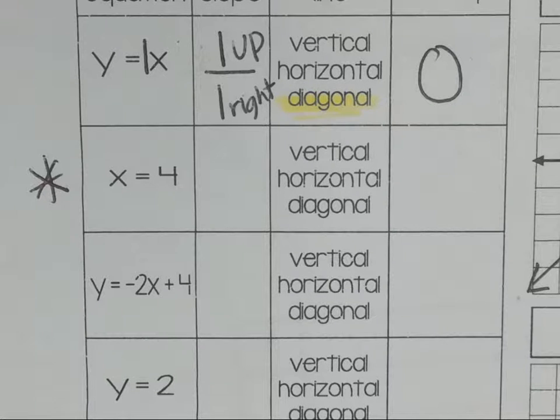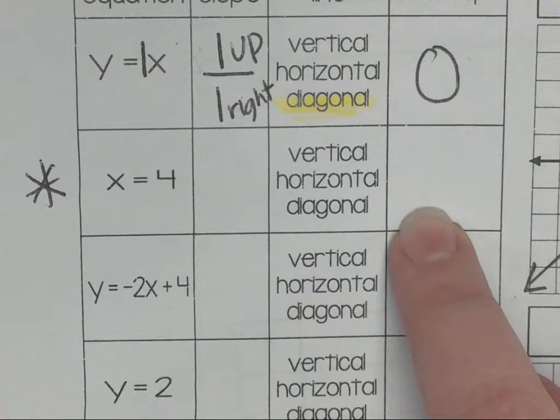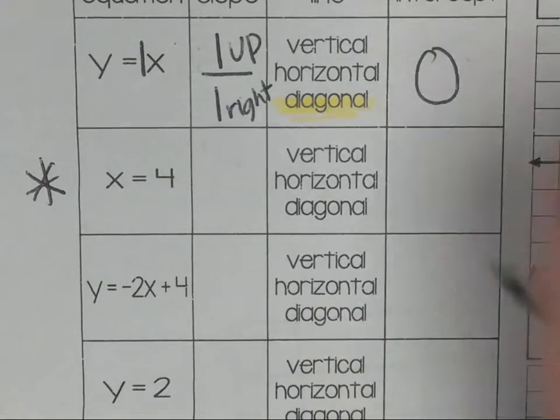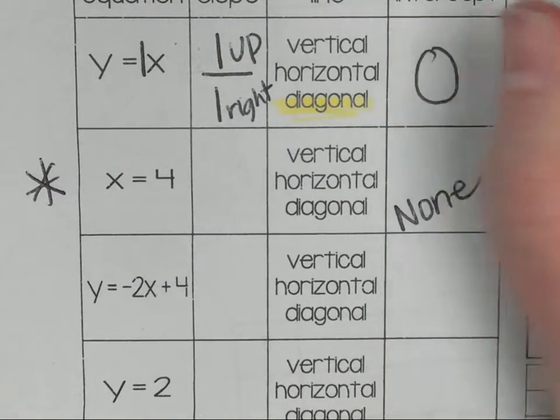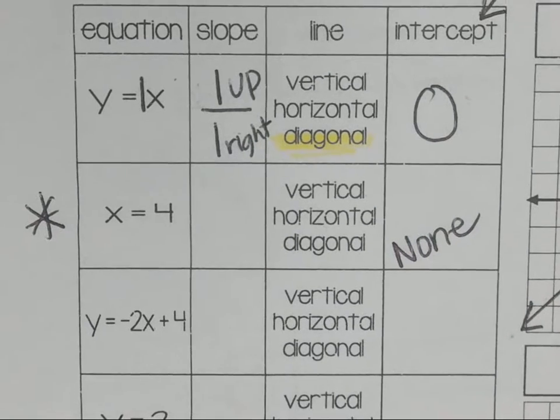So when we have x is equal to a number, these are the worst ones. These are the ones that most people struggle with the most, okay? There is no y here. If there is no y, there's not going to be a y-intercept. And when I say there is none, I don't mean it's 0. I mean it literally does not exist. There is no y-intercept because there is no y value.